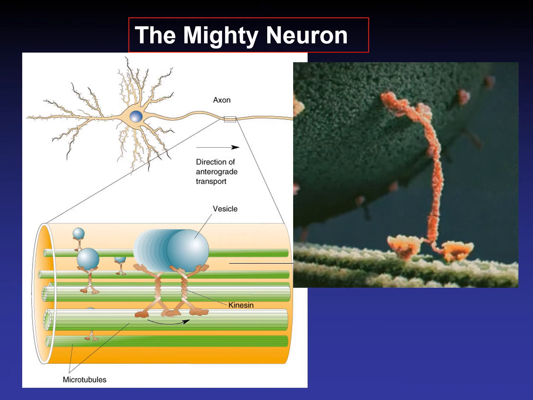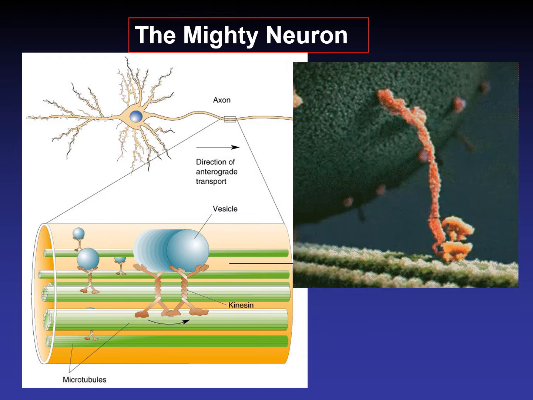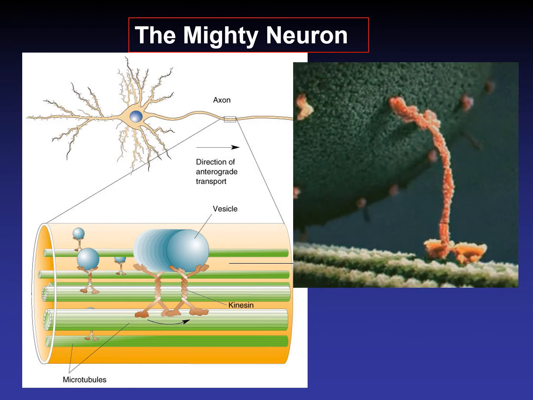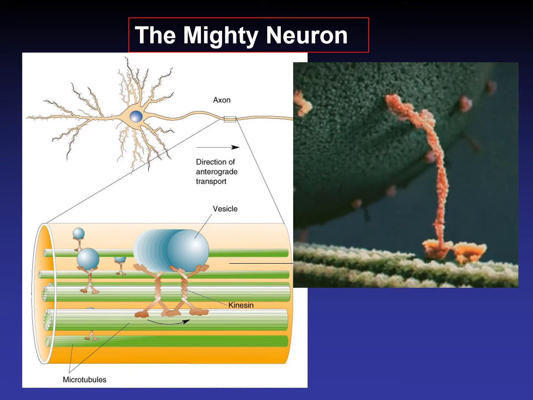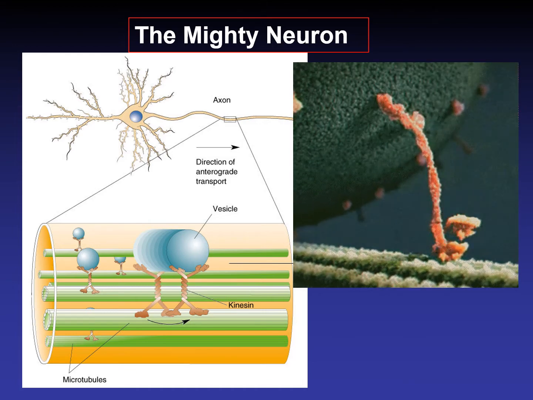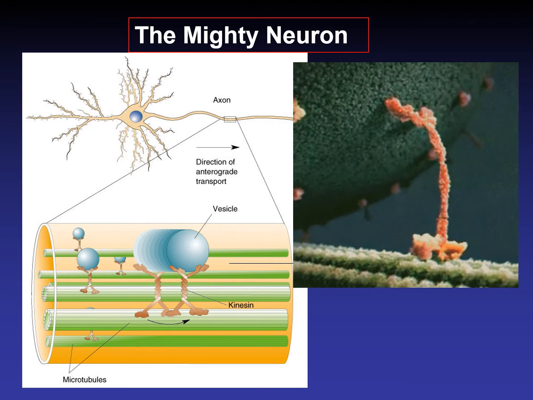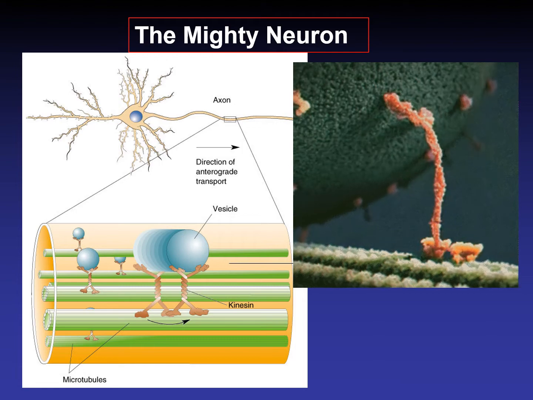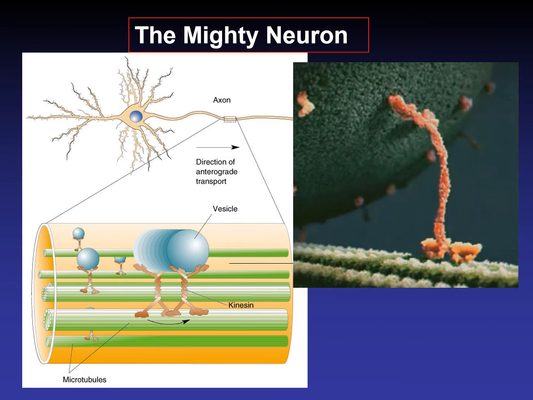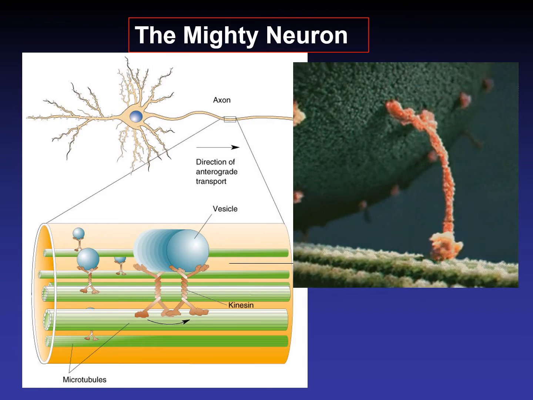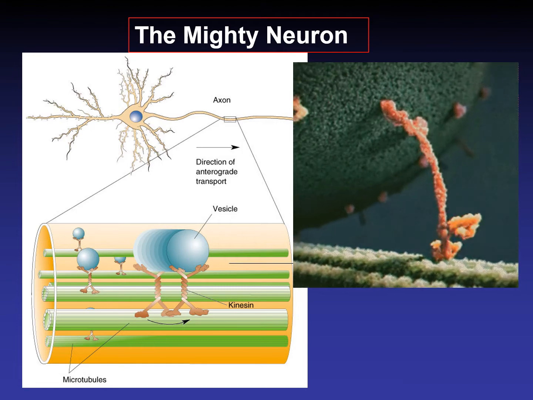Now let's look closely at the axon. We're going to take a little section of the axon and blow it up here in this image on the left. And what we see on the image on the left are something called microtubules. These make up the cytoskeleton of the neuron. That is the skeleton of the cell.